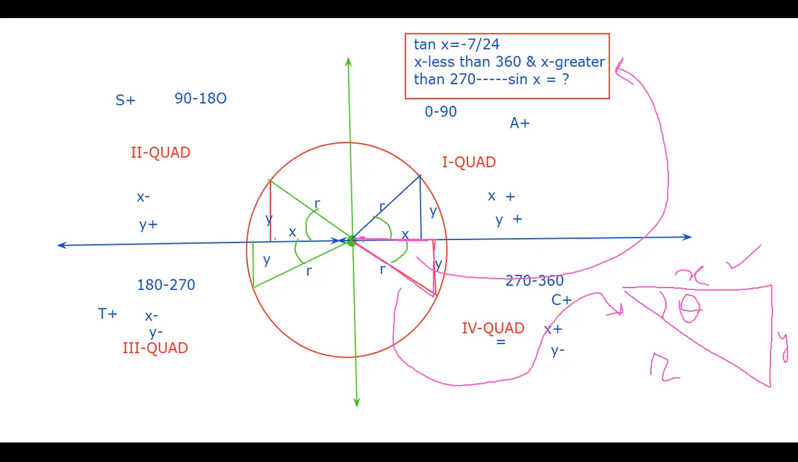So we are just writing this triangle. So x is what, y is what, and r is what? What are the values? Well, x is 24, and y is 7. Now you are getting to the point. This is -7.